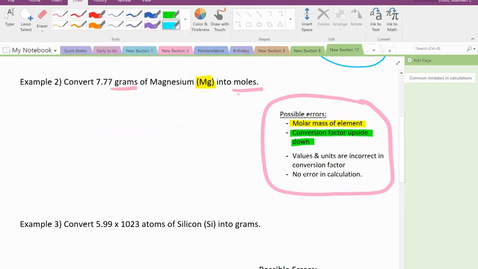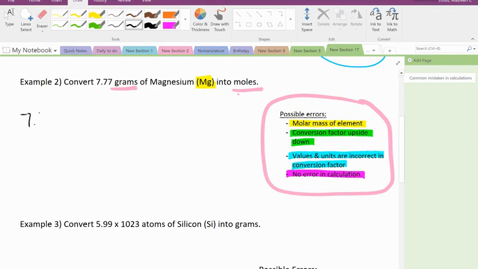Another possibility is that the values and units are not correct in the conversion factor. Typically, that happens when we mix up the number that should go for grams with the number that should go for moles. A final possibility is that there is no error at all in the calculation and everything is totally accurate. So let's walk through this example together.